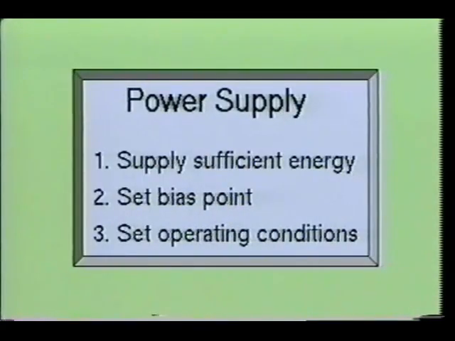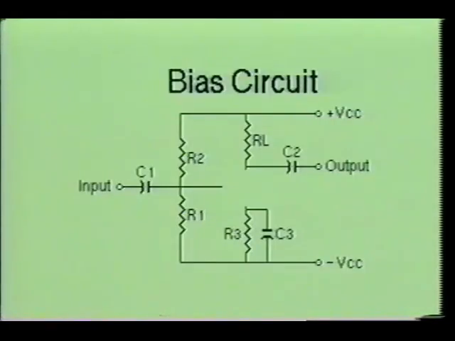When working with amplifier circuits, the DC power supply must satisfy three requirements. It must supply sufficient energy to the amplifier stage. It is used to set the operating point of the device for proper operation. And it is used to set the electrical operating conditions of the amplifier. The DC circuit used to set the operating conditions of the amplifier is referred to as the bias circuit.